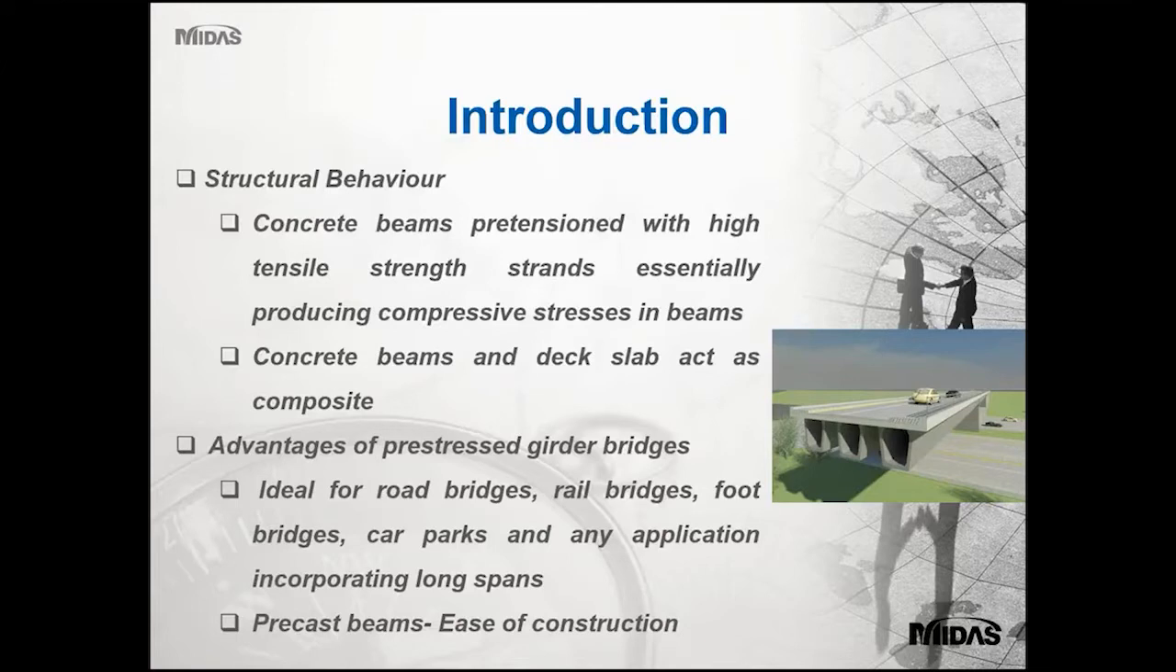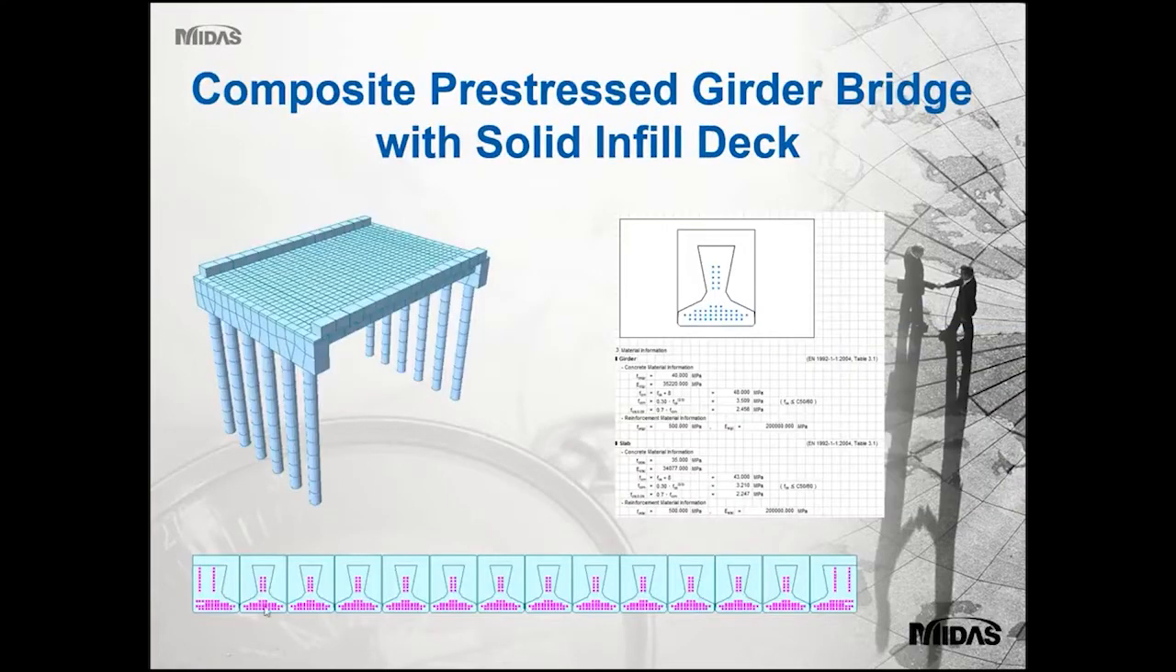Okay, so let's look at the first example, composite pre-stressed girder bridge with solid infill deck. What I'll do is we will be taking an integral bridge with single span, and we have TY8 type of precast beam with solid infill slab. And we have got edge beams as well, TYE or TY edge beams. So let's see how to model this in the software.